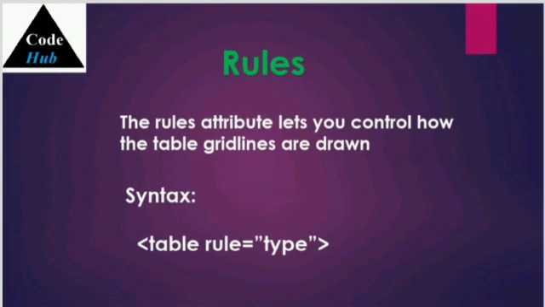Let's know about the frame values. First is box, which is used to draw a border around all four sides. Next, above, used for drawing only the top border. Below for the bottom border. Hsides to draw both top and bottom horizontal borders. LHS draws only the left-hand side. RHS draws only the right-hand side. Vsides draws both left and right, the vertical sides. Void does not draw a border on any of the four sides.